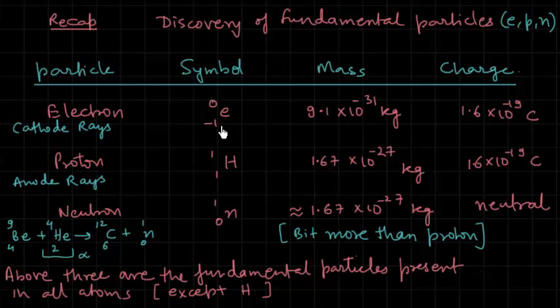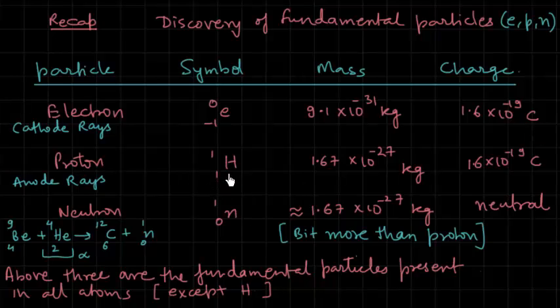Symbol of the electron is -1 E 0. -1 is the charge, this is the symbol, and this is the mass. We have written 0 because the mass is negligible compared to the proton and neutron. Actual mass of the electron is 9.1 × 10⁻³¹ kg and its charge is 1.6 × 10⁻19 coulomb. Coulomb is the SI unit of charge.